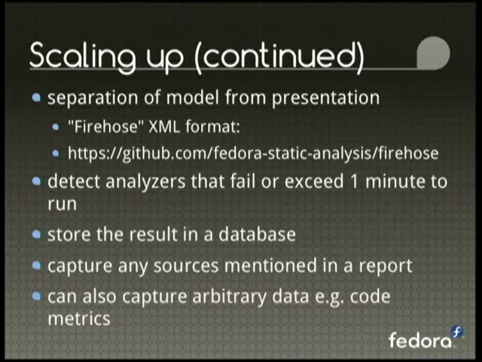So for the second time I did it, I came up with this data model, which I call Firehose, which represents, in a common format, all the different warnings from all these different static analysis tools, describing issues found in source code, potentially with a trace of execution through the source code in order to reach the particular issue, and with various kinds of metadata. That's an XML format, so Firehose.